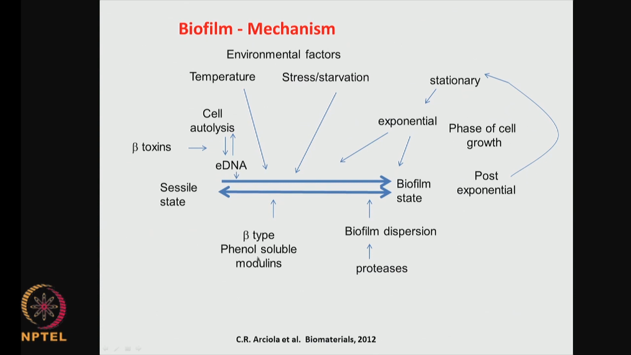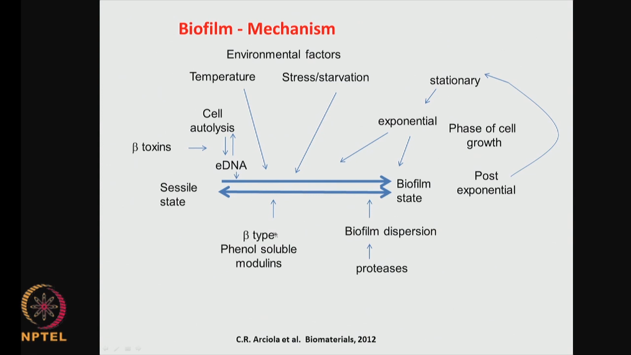So, look at the biofilm mechanism, there could be environmental factors, there could be toxins, this could be cell growth process, and there could be something related to the surface proteins. So, environmental factors could be temperature, stress or starvation, because like I said, bacteria at the bottom of the biofilm are almost under starvation condition. So, bacteria in sessile form moves into biofilm state. And there could be a reversible process also, biofilm dispersion because of enzymes like proteases which break the bond between the bacteria and the surface.